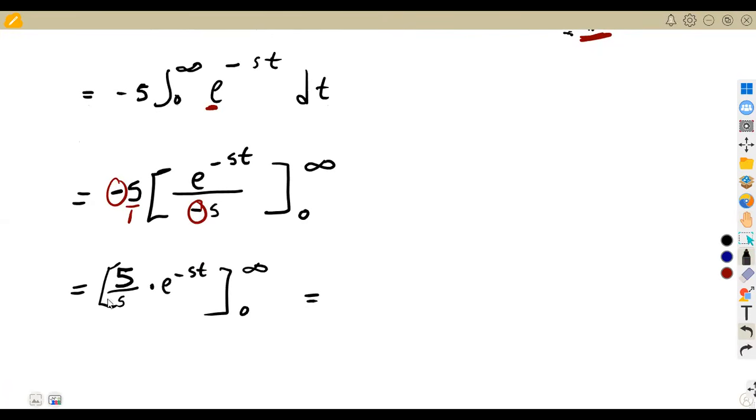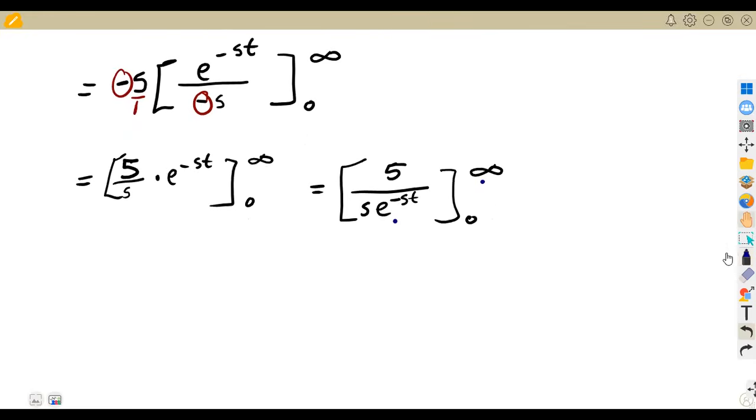So this can be written as e to the exponent of minus st over s, so we are going to have this as 5 over s e to the exponent of minus st. We are just writing this in simplest form. Now we can have our limits because we are done integrating. Substitute upper limit minus lower limit, but knowing that we are dealing with an infinite limit, that is the only part. Everything, as you can see, is a normal integration.